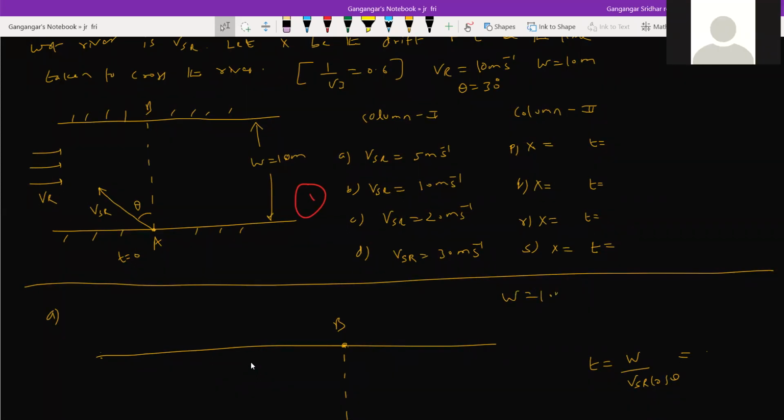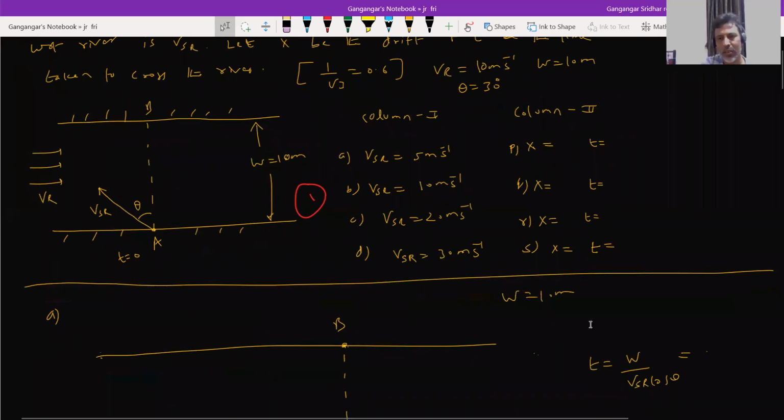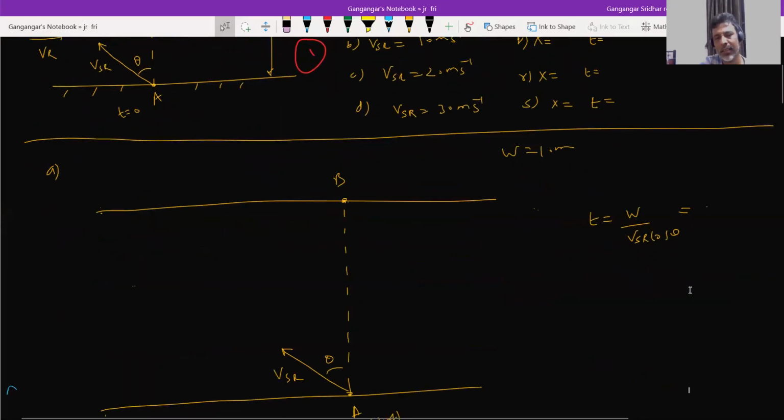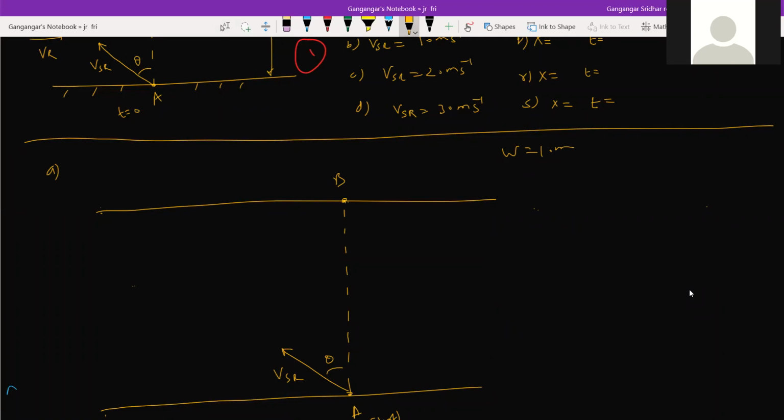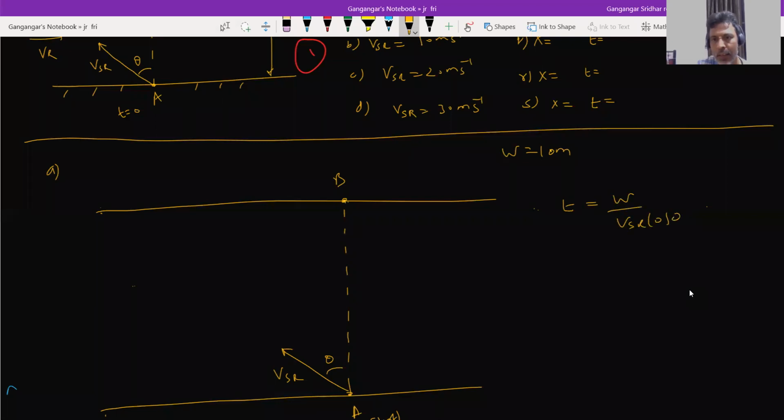Sir, W by VSR sin theta? No, look at once. I changed the diagram, no? That's why I told you, in physics you can't just say, sir, I know the formula, I'll manage. Based on the situation you work out. Look at theta. How is theta? Theta with respect to vertical, I took here, no? Formulas will change, so you can't just stick to a particular theta. Here theta is with respect to the normal. Therefore, time taken is equal to W by VSR cos theta.